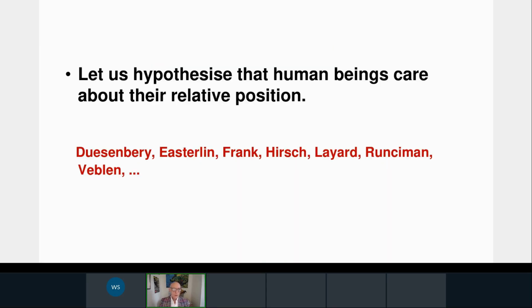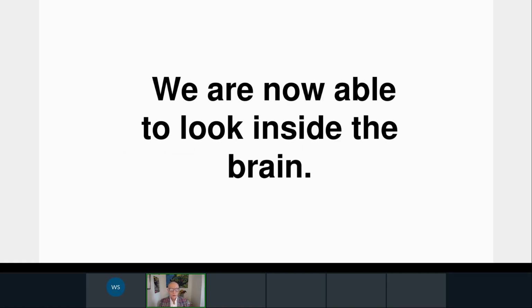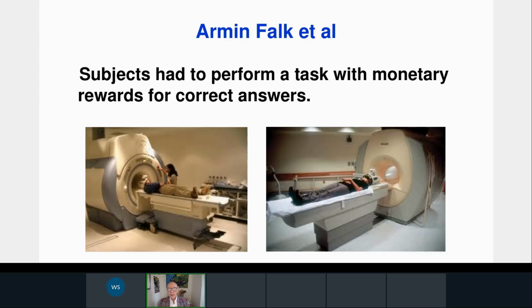Now let's build on this and hypothesize, as many sensible economists and thinkers through the centuries have. Let's think of people as having, in a really foundational way, concern about relative position. We can actually check that now inside the brain.